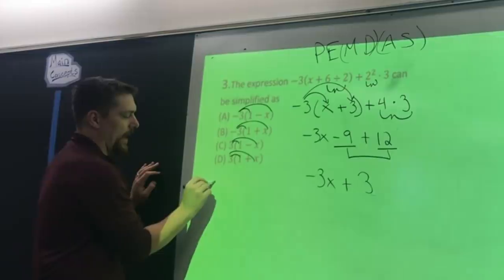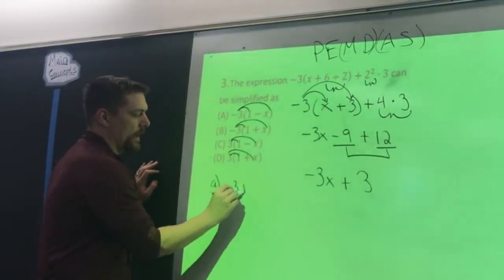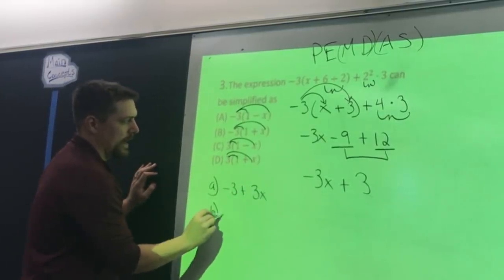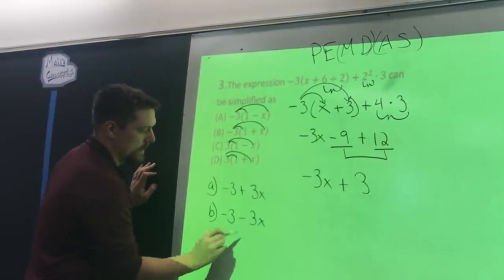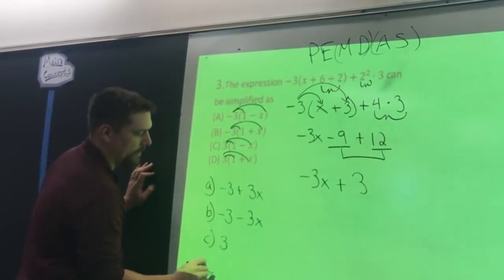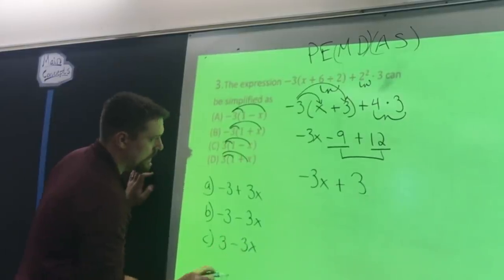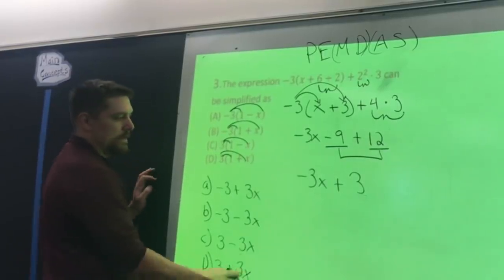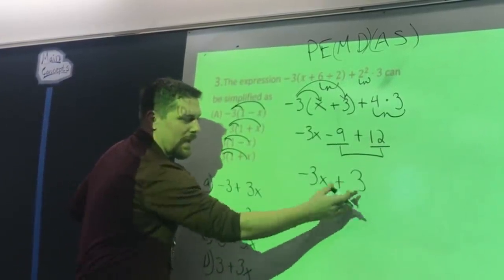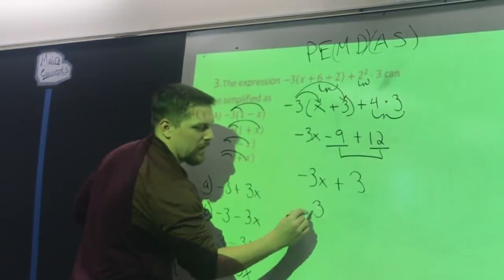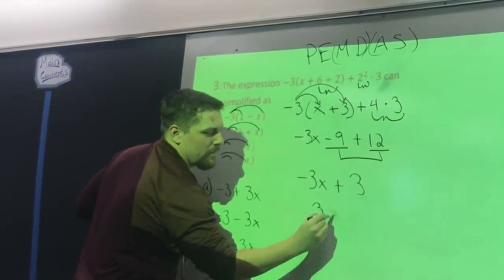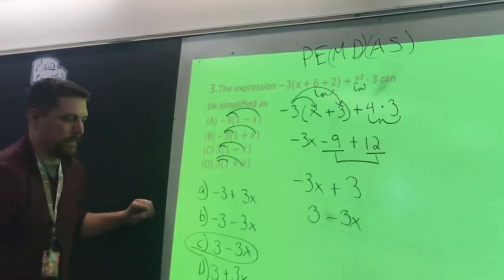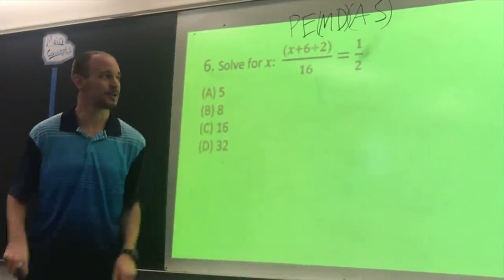All right, so my first one, A, would be negative 3 plus 3x. B would be negative 3 minus 3x. C would be 3 minus 3x. And D would be 3 plus 3x. Now, even though it's not in the same order, I'm allowed to switch these because of the commutative property. 3 plus 3 minus 3x. So which one of these match up? The answer is C.